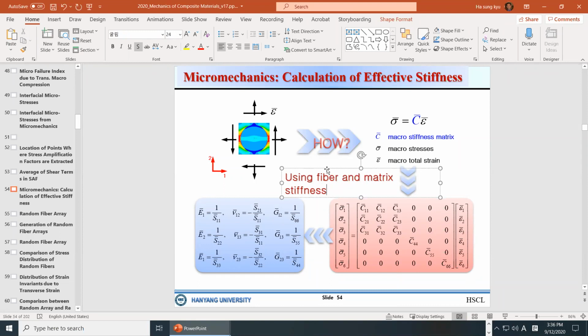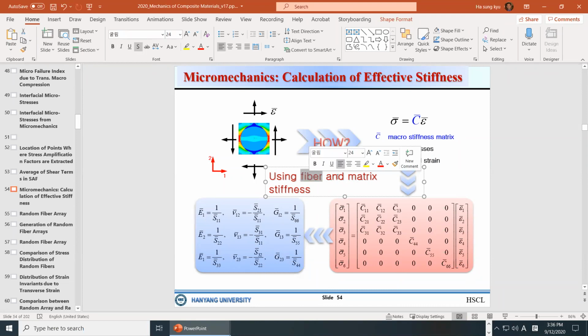So given the fiber and matrix stiffness, we calculate the C bar, which is the stiffness matrix. Once we invert that, we have all kinds of engineering properties. This is a homogenized property. So the input will be the fiber and matrix stiffness, and the output will be the engineering constants.